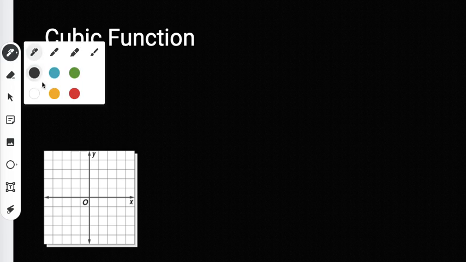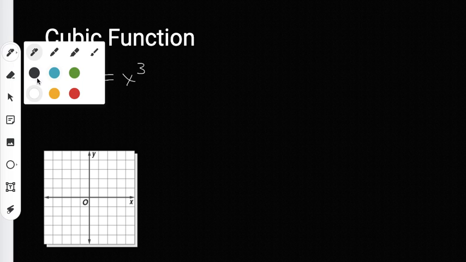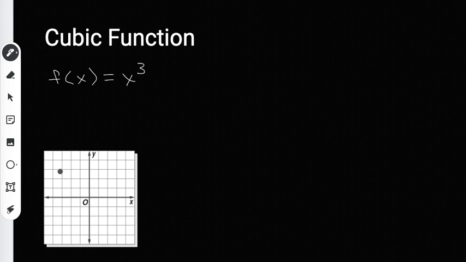Okay, next function we're going to talk about is the cubic function. The cubic function is going to be f of x equals x cubed. The highest exponent is 3. That's why we call it a cubic function. And if you've ever graphed it before, you know what it looks like.